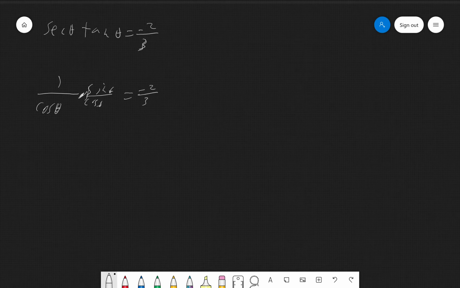So now we can say that that's equal to the sine of theta over the cosine squared of theta, right? And that's equal to negative 2/3. We see the cosine squared of theta, and what I think of is the Pythagorean identity for trigonometry: sine squared of theta plus cosine squared of theta equals 1 for any angle theta.